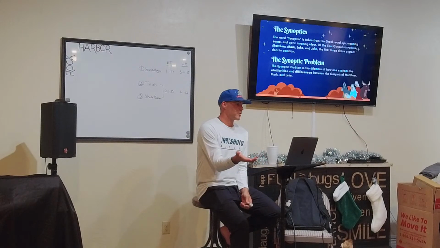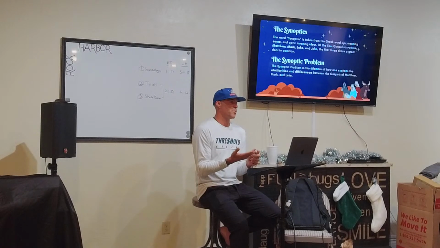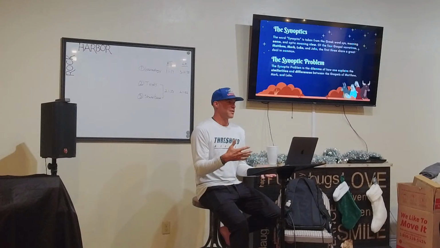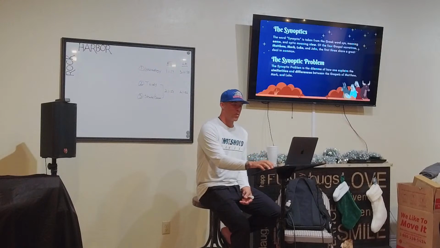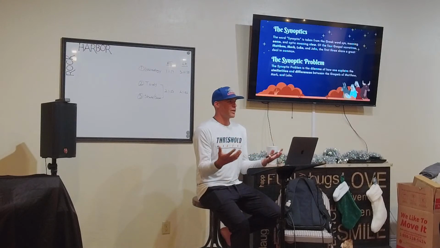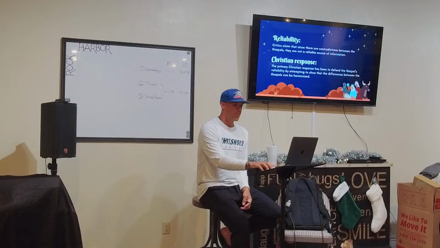So the Synoptics, when we're talking about the Synoptics, we're talking about Matthew, Mark, Luke, and John. Okay, the Synoptic Problem is this. It's the dilemma of how one explains the similarities and differences. So if you've read through Matthew, Mark, and Luke, you've noticed that they're similar, but they're different, right? They're all kind of unique, but they overlap. So the problem is, how do we blend, or should we blend these stories together? How does that work?